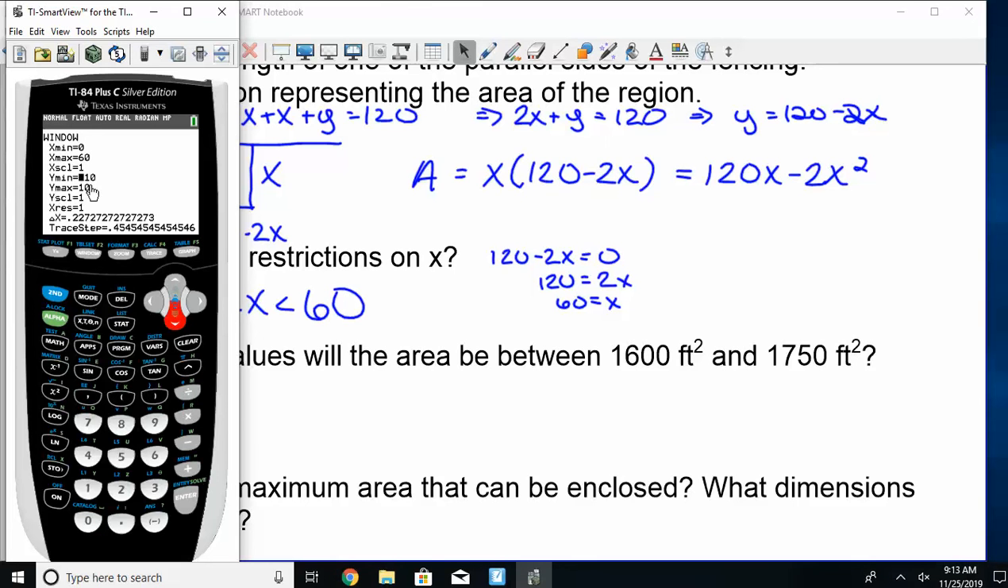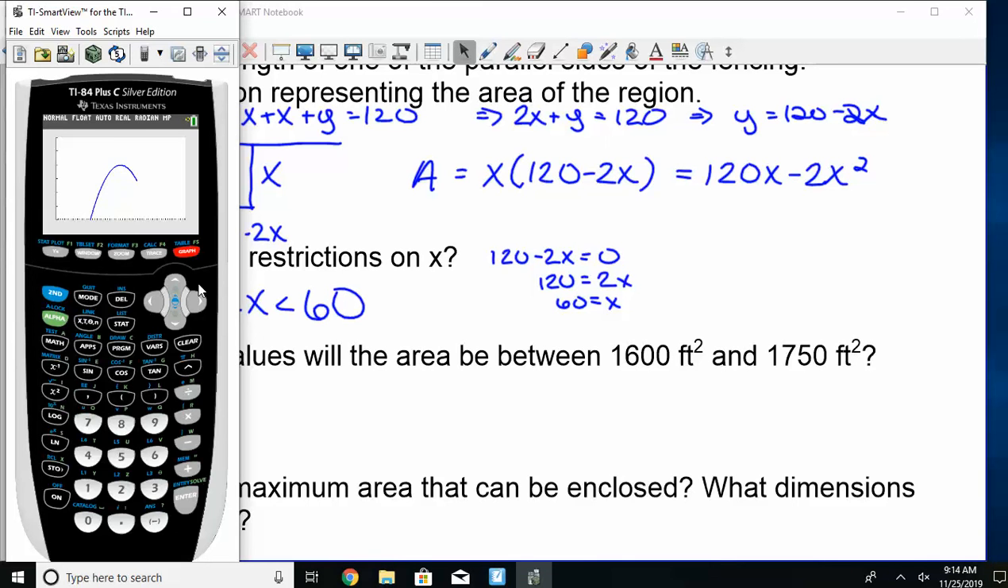Y min. I am really interested in this thing between 1,600 and 1,750. So I just need to get things between those. So I'm going to say my Y min maybe 1,400 and my Y max 2,000. It's not going to show me the whole graph, but it'll show me what I want in there. You can change your Y scale if you want. We've got some pretty big numbers. I'm just going to change mine to 100. It'll just speed up my calculator a bit. And then let's graph.